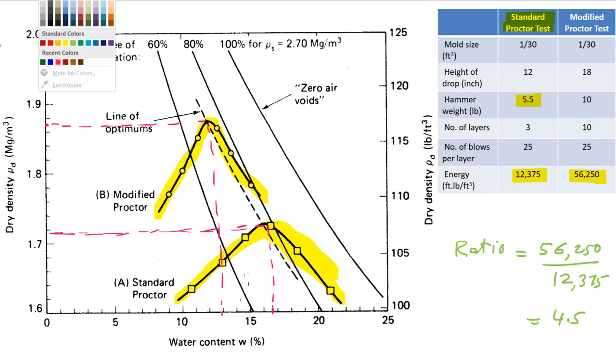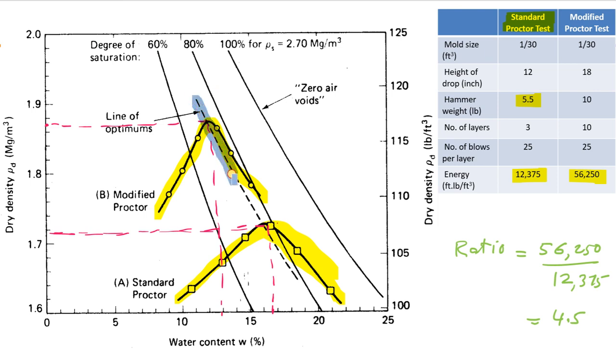So you see, when we give more energy, we will get more density, and that will be achieved at less water content. So if we connect these peaks, we get this kind of line. And if you see, this line is running parallel to these curves. This is the curve for 100% saturation, 80%, and 60%. So this is called the line of optimum. So it means if we keep on increasing the energy, we will get more density at less water content. Okay.